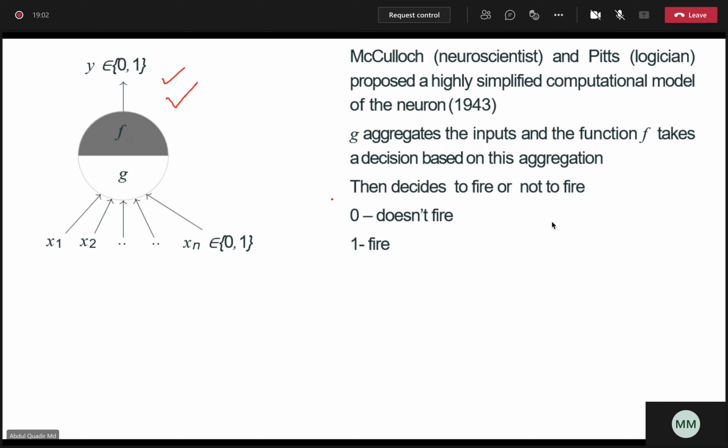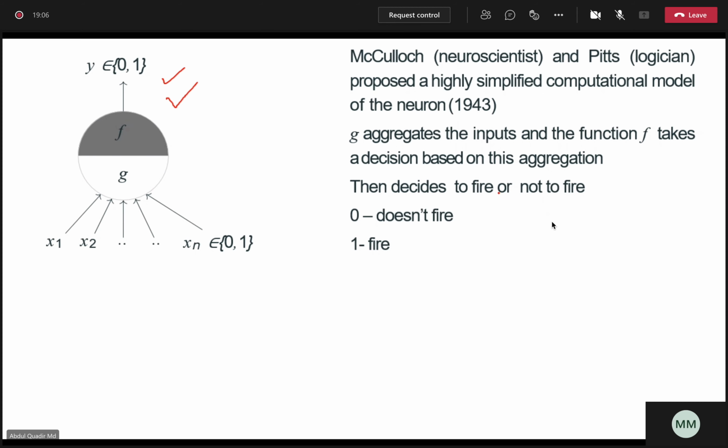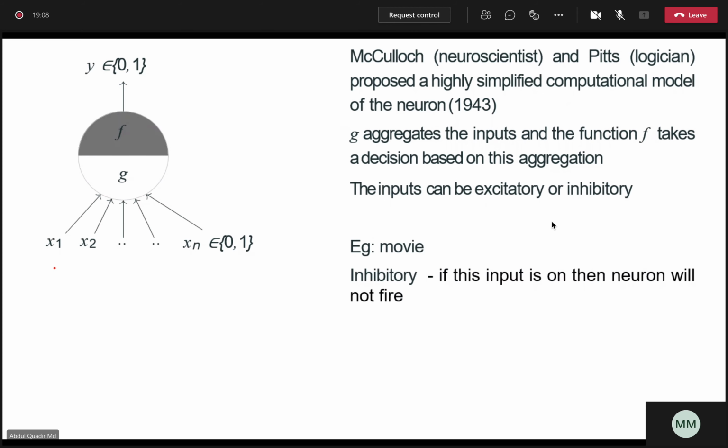One more thing I will first explain to you. The input, what I am telling you, x1, x2, x3, x4, is of two types: excitatory input or inhibitory input.